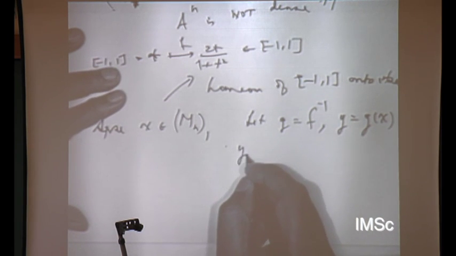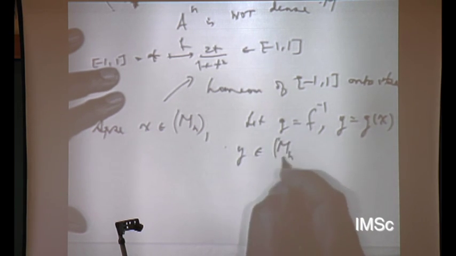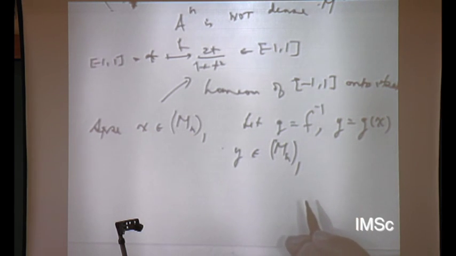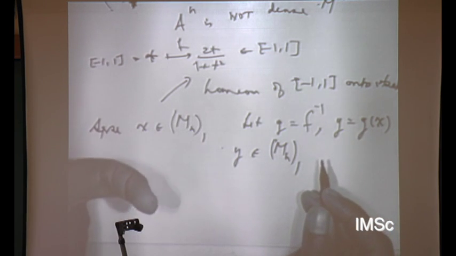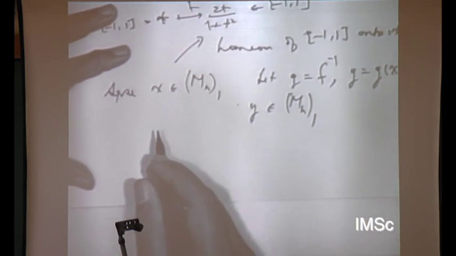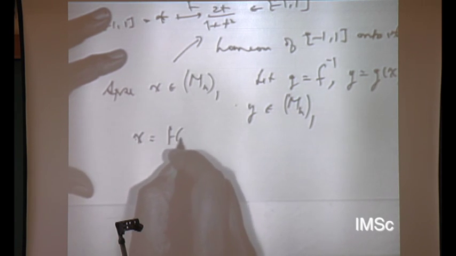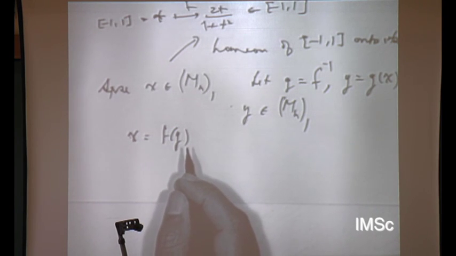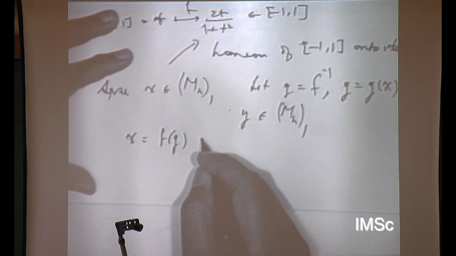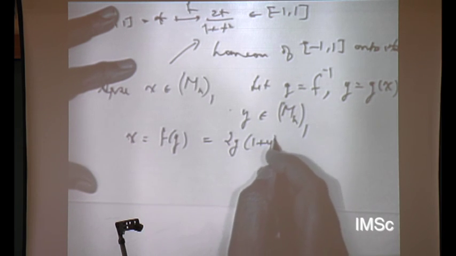Then what do you know? Then y is going to be in MH1. It is self-adjoint, it is going to be of unit norm because the function maps minus 1 to 1. And x equals f of y. That means it is 2y times 1 plus y squared inverse.